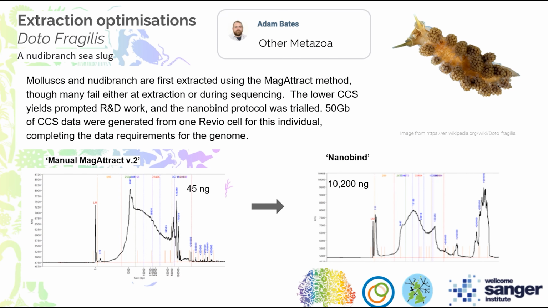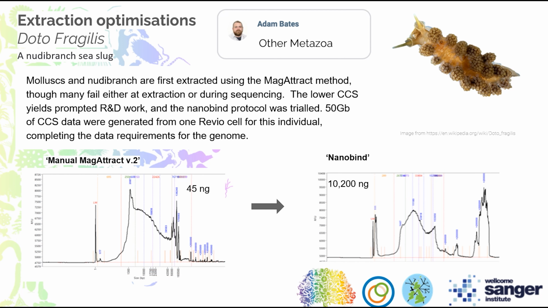So, for example, Adam leads on other metazoa, and this is an example of a nudibranch sea slug. We often find that slugs and actually marine organisms are quite challenging to extract. And so this particular species went through the standard MagAttract extraction process, but the low yield that we saw prompted some R&D work.